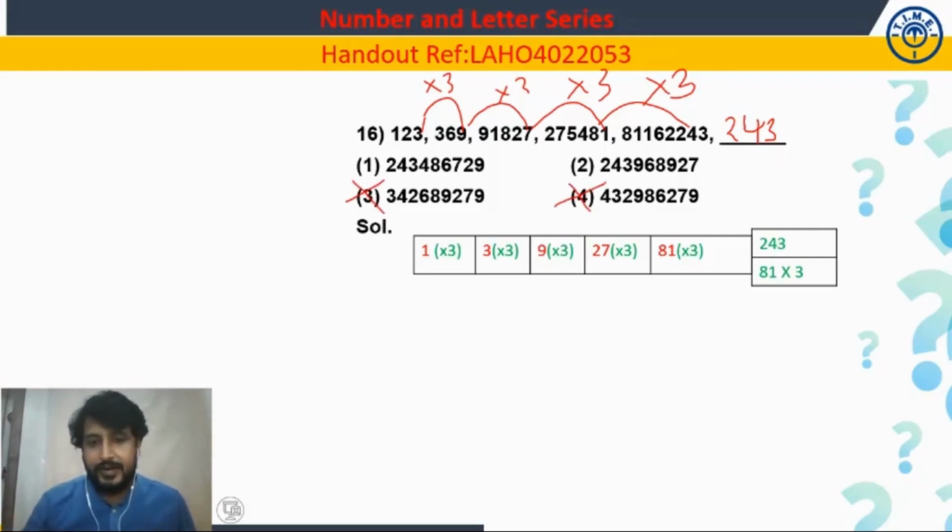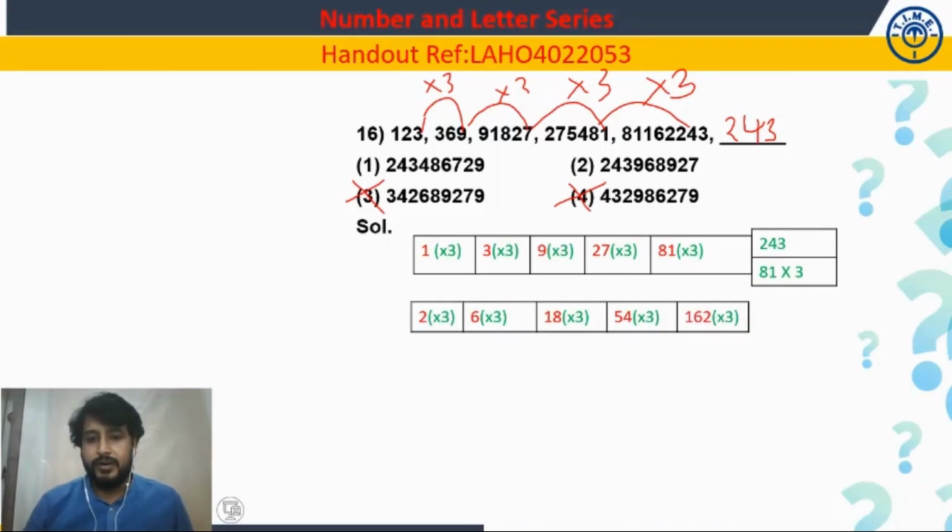Now let's look at the logic in the second group. 2 into 3 is 6, yes. 6 into 3 is 18, yes.